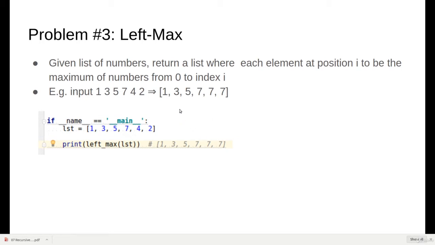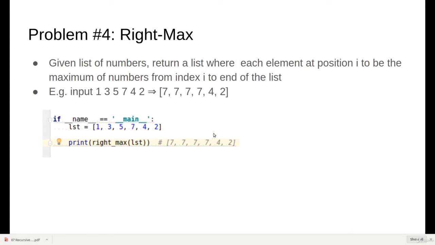For example, thinking here about the 5. What is to the left of 5? 1 and 3. So 5 here would be replaced by the maximum of 1, 3, 5, which is 5. 7 should be the maximum between 1, 3, 5, 7, which is 7. 4 should be the maximum between 1, 3, 5, 7, 4, which is 7. 2 should be the maximum between 1, 3, 5, 7, 4, 2, which is again 7.